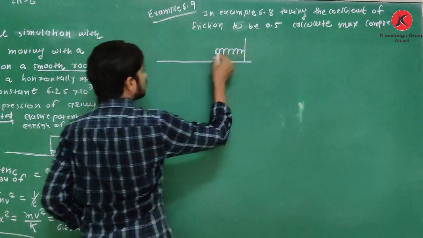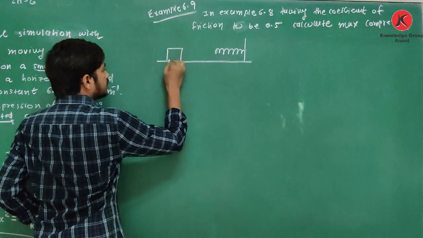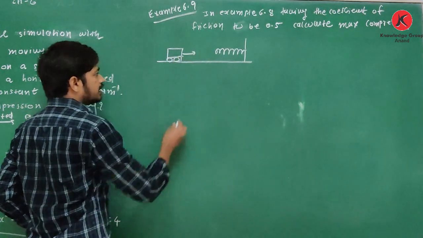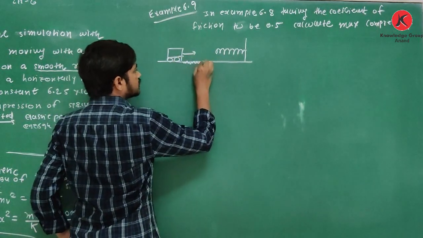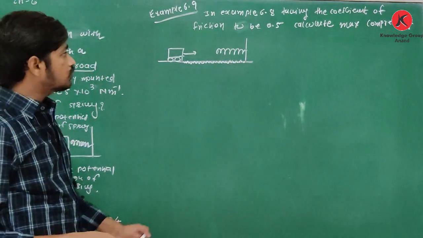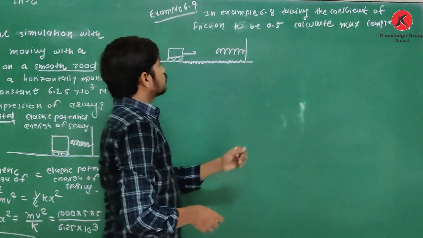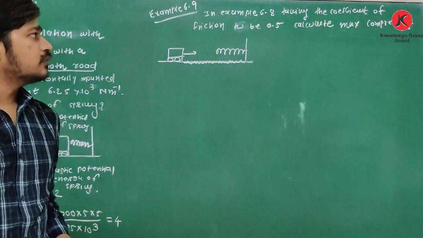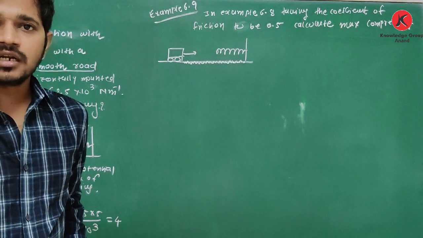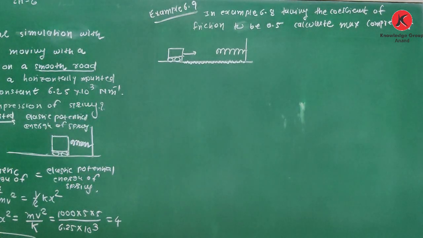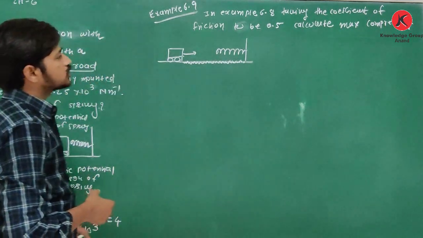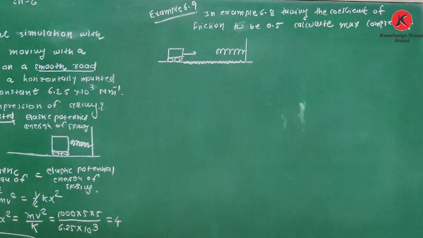It is the spring. It is the car. It is moving speedily. But now this surface is rough. How to identify the surface is rough? You are given the coefficient of friction to be 0.5. Then you have to calculate what is the maximum compression. Clear about this? So here, taking the coefficient of friction to be 0.5, calculate the maximum compression.